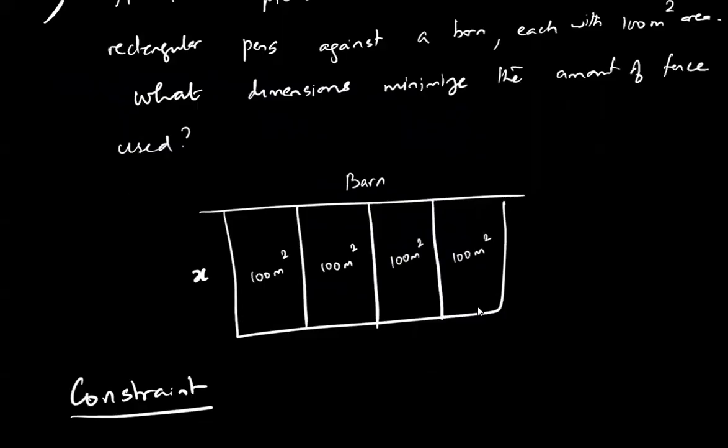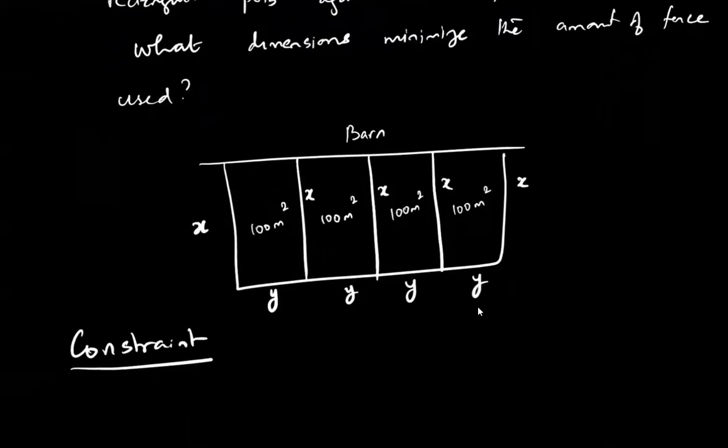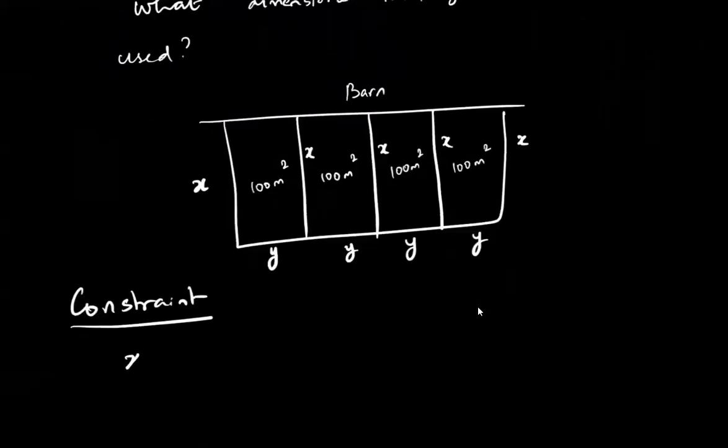Let me make these all x, x, x, x, x. And this becomes y, right? And I'll make all of these y's also, okay? If I do that, what is my constraint here? x times y is 100, correct?